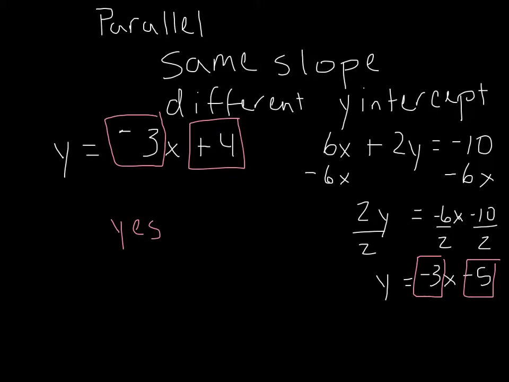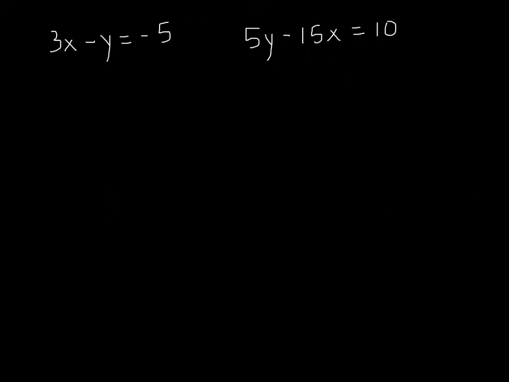Okay, there are a couple of try-these. They start right at the bottom of page 1 and move over to page 2. So give those two a shot really fast and then come on back. Alright, so the first try-this: we want to know if these lines are parallel. 3x minus y equals negative 5, and 5y minus 15x equals 10.